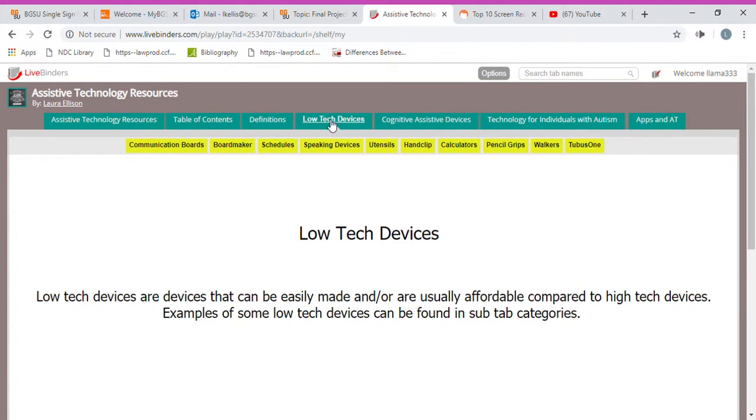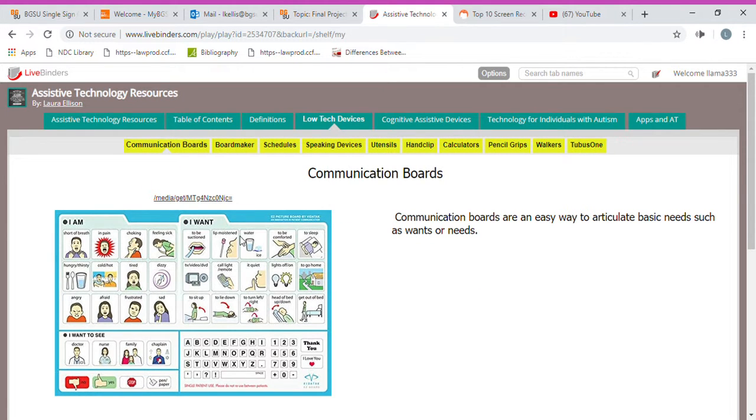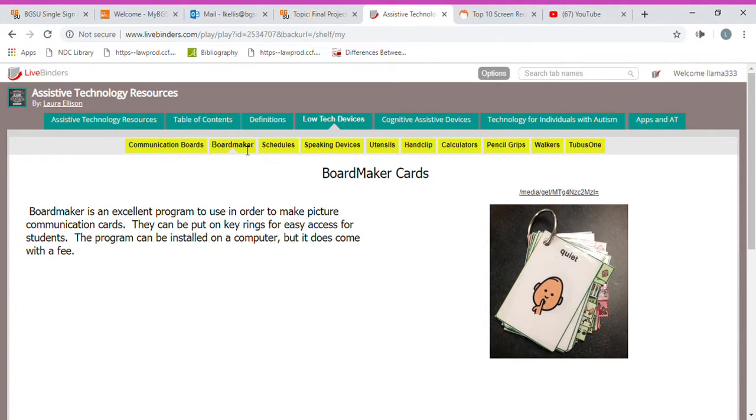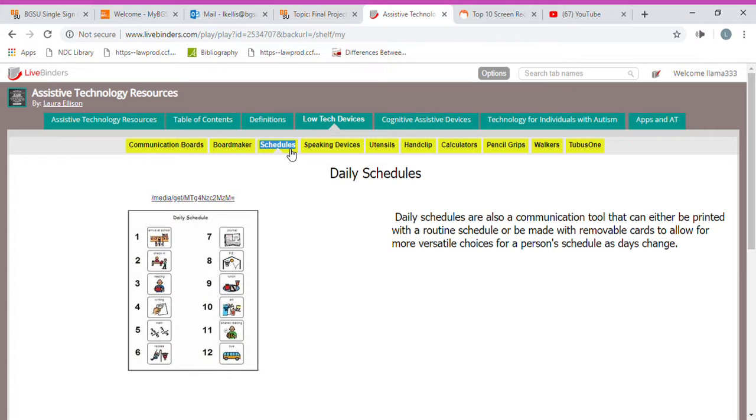I have low-tech devices. I have communication boards, which is an easy way for people to communicate. It just doesn't have that many words on it. But I do have Boardmaker cards where if you can get the Boardmaker program, you can make individual cards, and students can even carry them around. I use schedules, picture schedules. Those pictures can be removed and put in any order at any time.